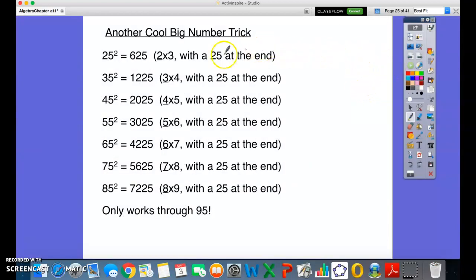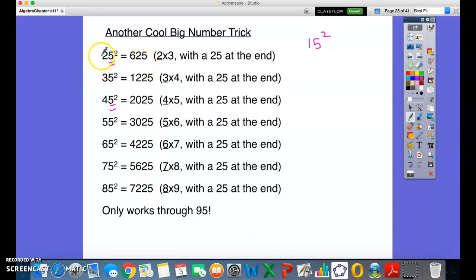Now, a number trick. If you need to find the squares of numbers that end in 5, for example 15 squared, 25 squared, 35 squared, all the way up to 95. So the trick is, 5 times 5 is 25, so the last 2 digits will always be 25.